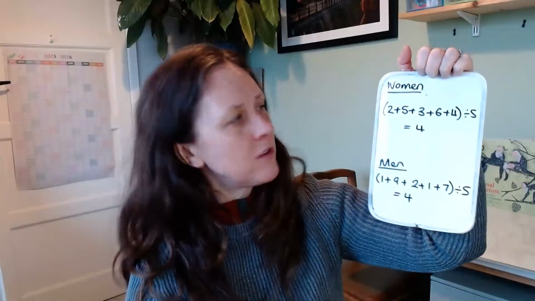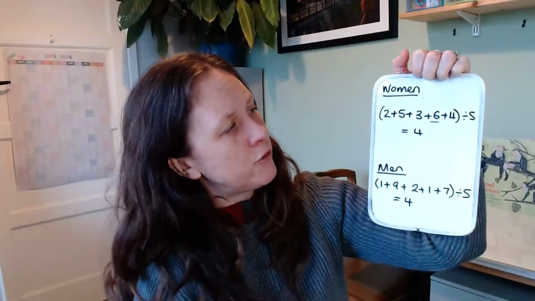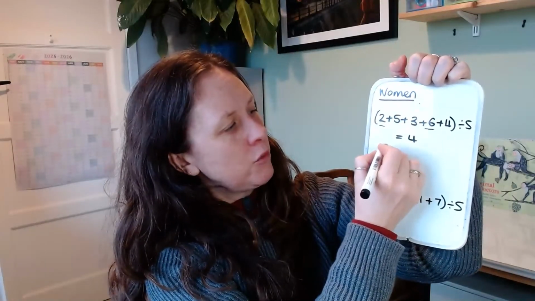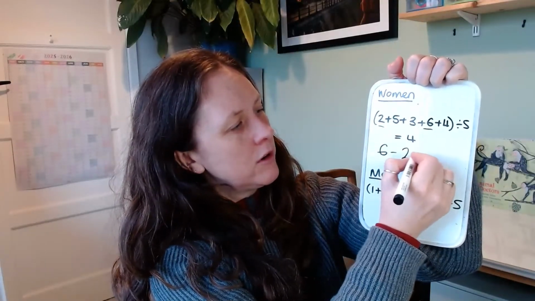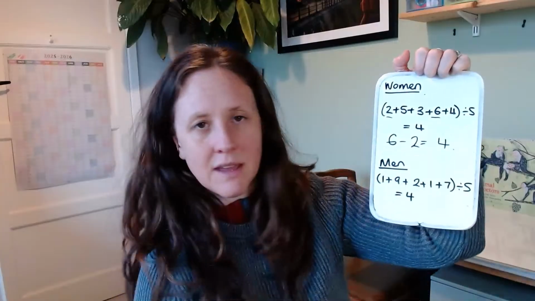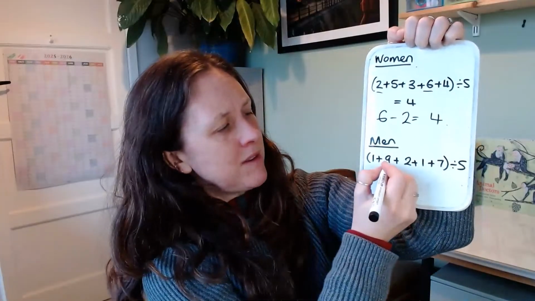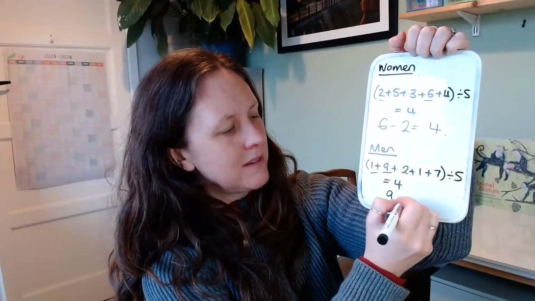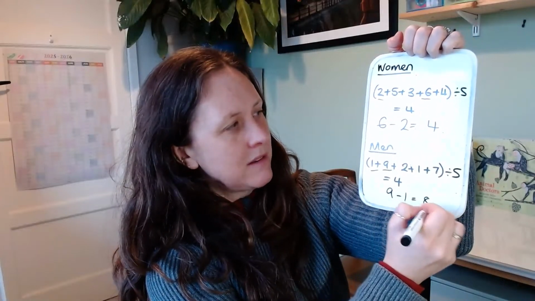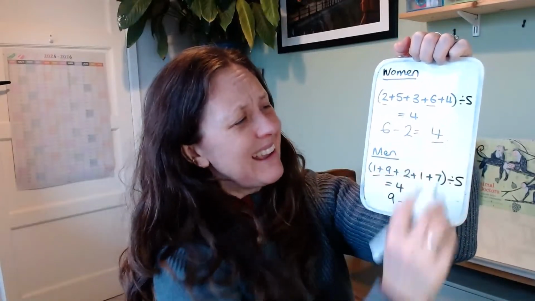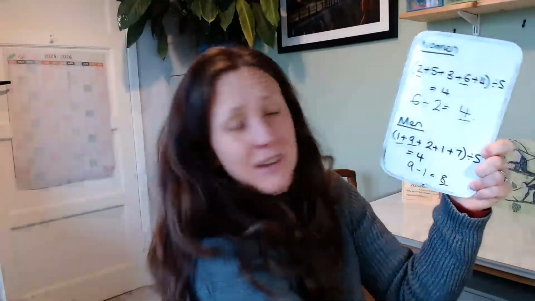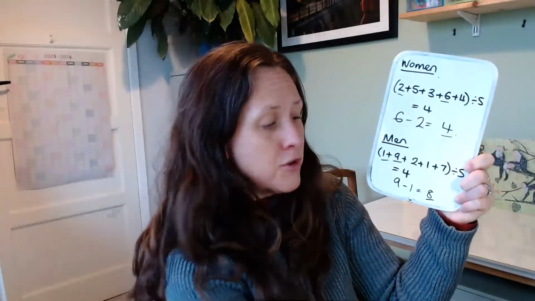However, with the women's rugby team, if we look at the biggest number of tries was 6, the smallest was 2. So their range, we would do 6 take away 2, which gives them 4 again. That's their range. The men's rugby team, the range would be 9 take away 1, the biggest take away the smallest, which gives them 8. So in actual fact, the women's range is smaller, so they absolutely are more consistent. There's no doubt about that.